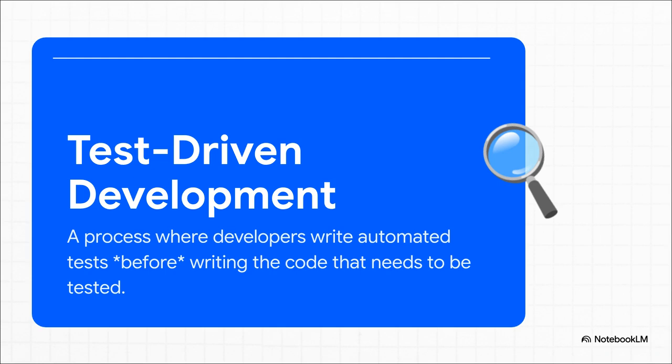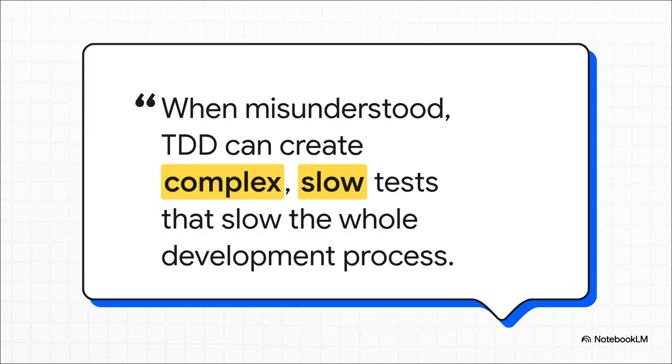Now, TDD is this really cool practice where developers write an automated test before they even write the code. The test fails, obviously, that's the red part. Then they write just enough code to make it pass, that's green. It's a whole cycle.